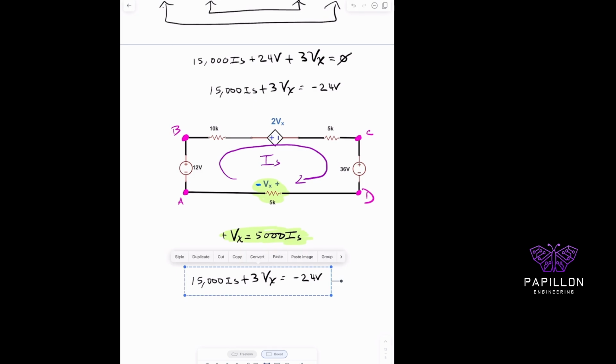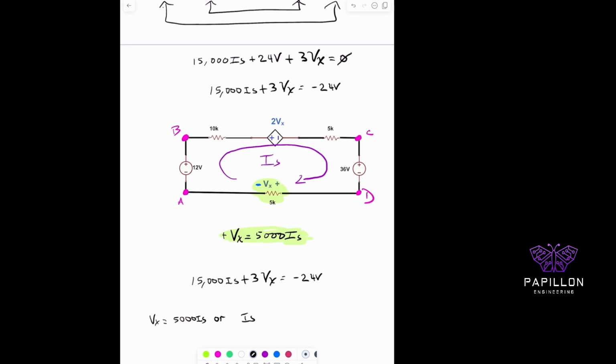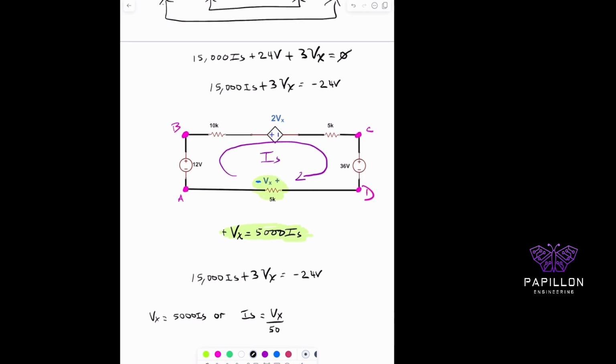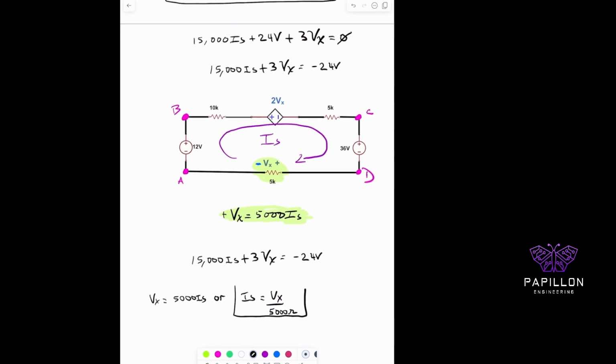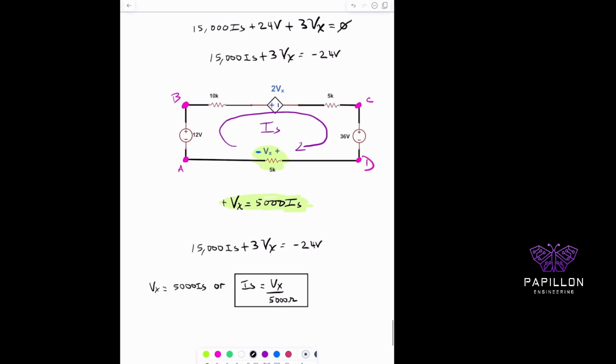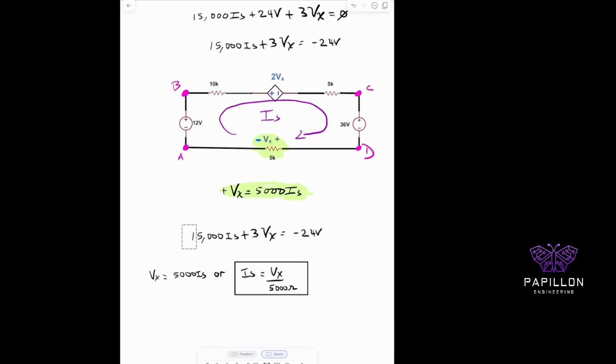So now that I know that positive Vx equals 5,000 Is, I could either plug in Vx where I have Vx terms, or solve for Is within my constraint equation and plug it in. It doesn't really matter, you get back the same solution. You can either have Vx equals 5,000 times Is, or Is equals Vx over 5,000. It's really your call. But if I'm trying to solve for Vx first, I'm going to plug in the Is term and utilize that to solve. So let's see what happens when we do that.